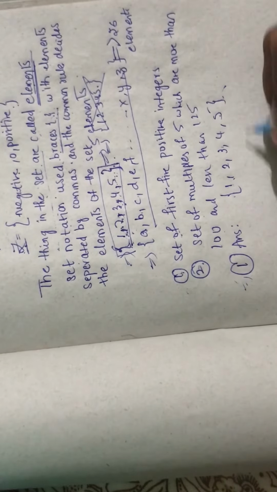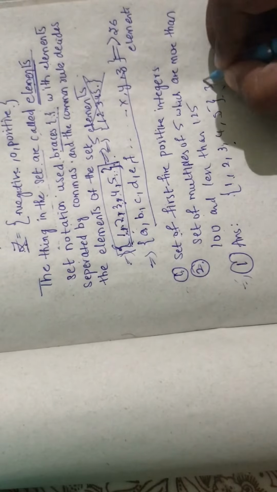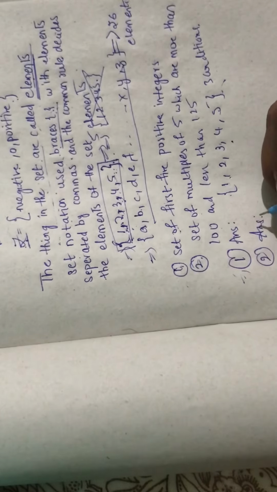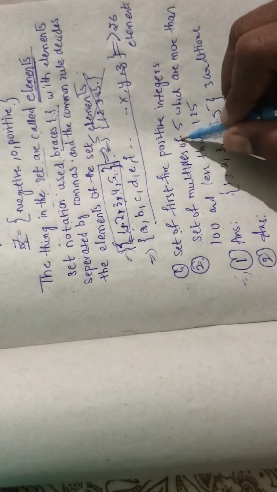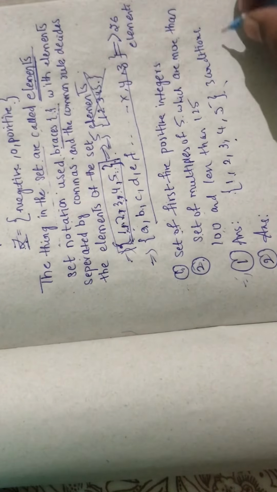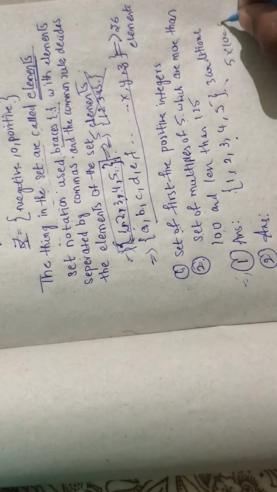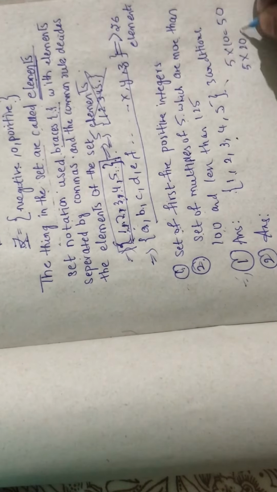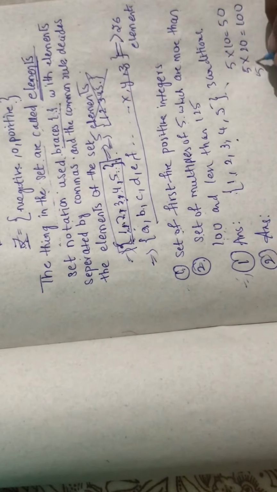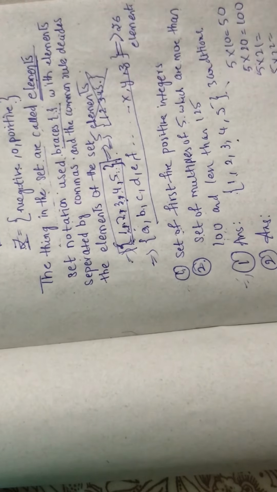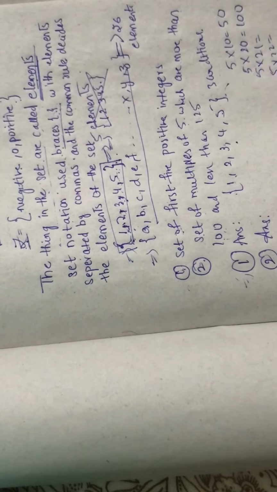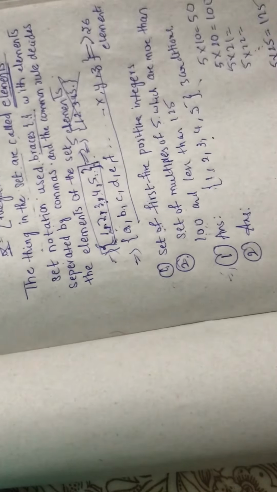So definitely the set should satisfy the 3 conditions. Okay, 3 conditions it must and should satisfy. And for the second one, the question is: set of multiples of 5 which are more than 100 and less than 125. So you know 5 times 20 is 100. They are asking for more than 100, so you can consider all of these, up to 125, since 5 times 25 is 125.